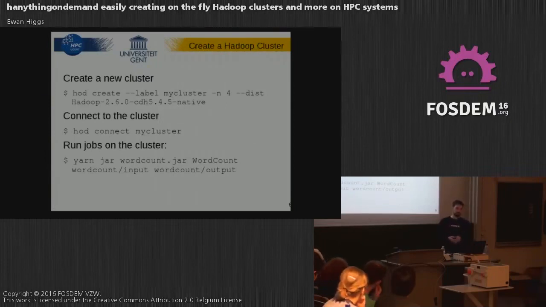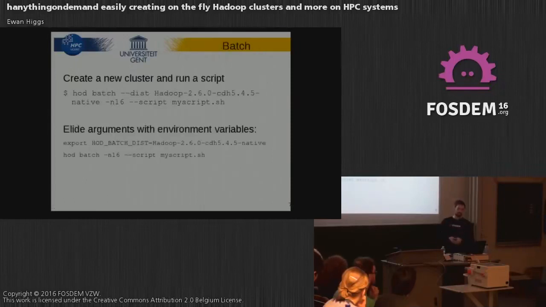You want a cluster of 4 nodes, HOD create, give it a label so that you can find it in the future. You tell it which distribution of Hadoop you'd like to use. For instance, here we've got Cloudera. Once it's running, you just connect, give the label name that you're going to connect to. If you use Vagrant, like Nicholas was talking about Vagrant, it's extremely similar to just connect. And then once you're running, you can just run your Hadoop jobs. For instance, here's a basic word count.